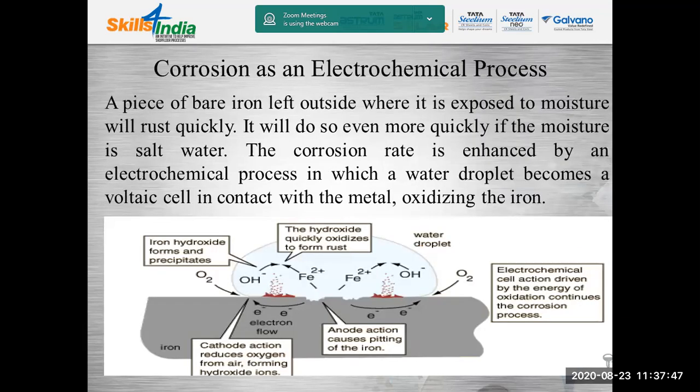Corrosion as an electrochemical process. A piece of bare iron left outside where it is exposed to moisture will rust quickly. It will do so even more quickly if the moisture is salt water. The corrosion rate is enhanced by an electrochemical process in which a water droplet becomes a voltaic cell in contact with the metal, oxidizing the iron. This is the diagram.